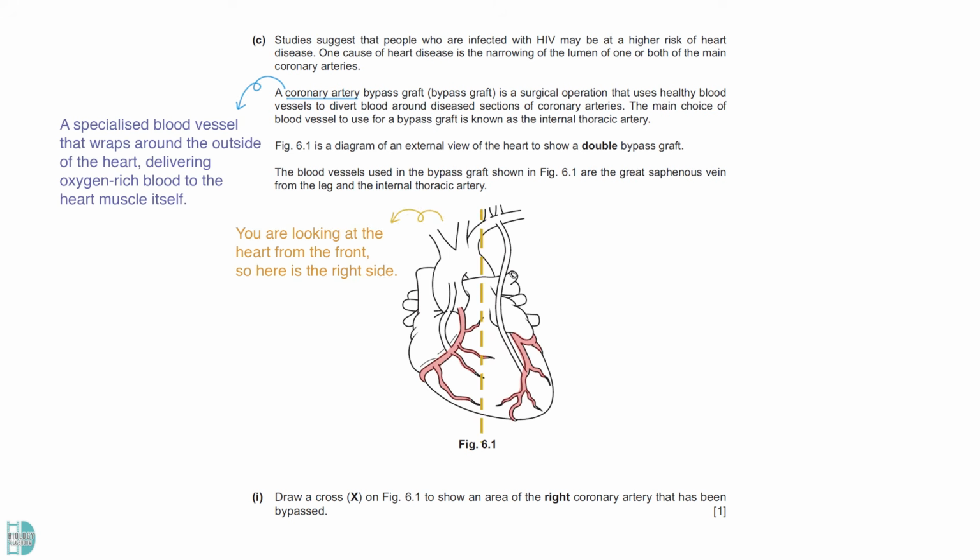You are looking at the heart from the front. Therefore, the right coronary artery is located on the left side of the diagram. The vein used to divert blood from the aorta to the artery is highlighted in blue. The yellow circle shows the region being bypassed, so placing an X anywhere near this region is correct.